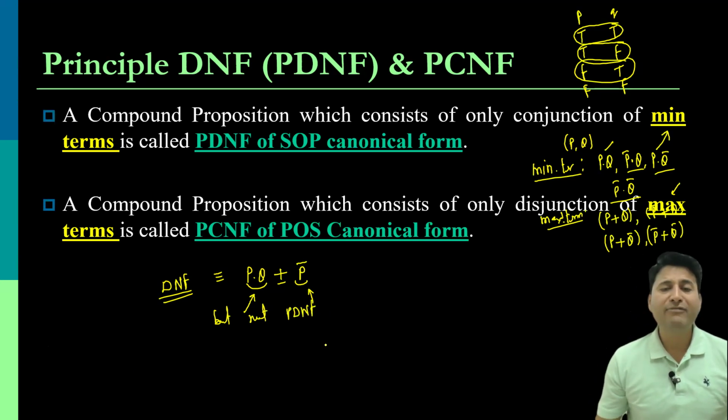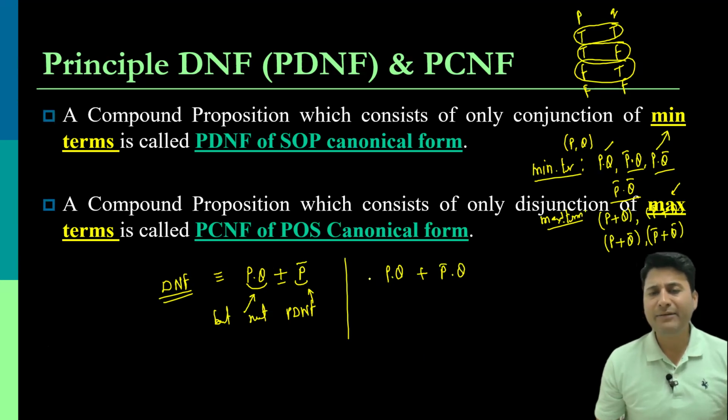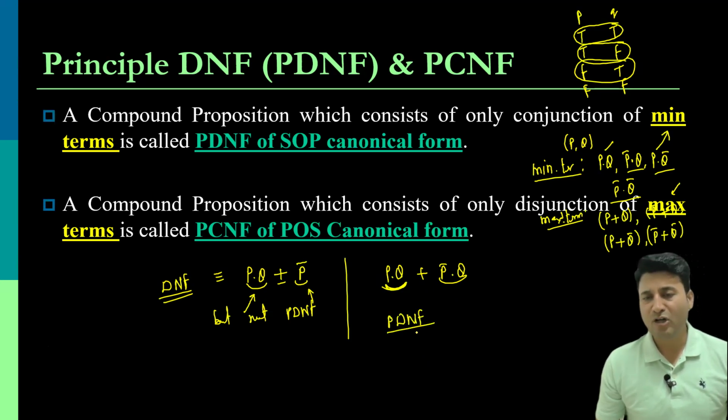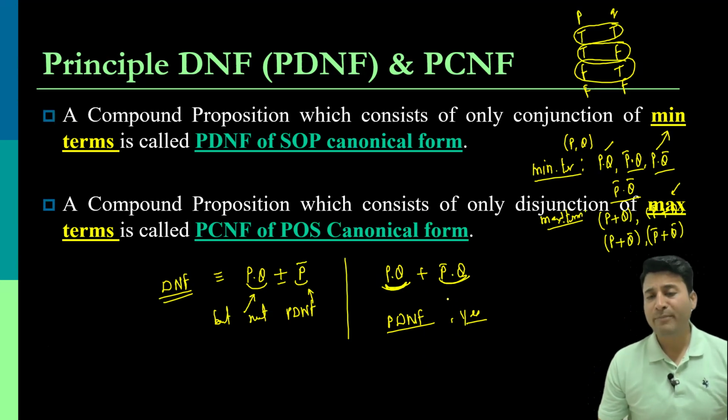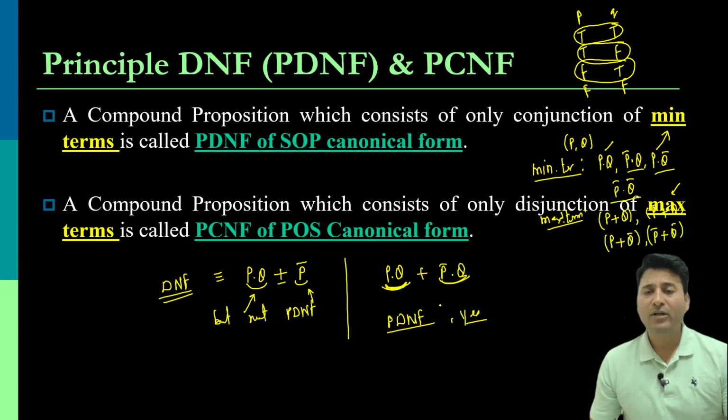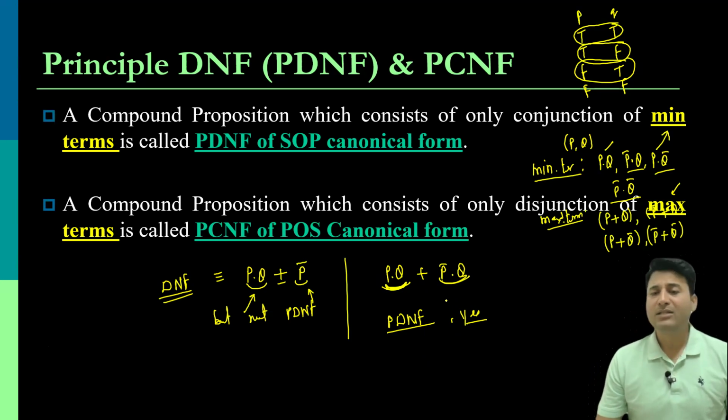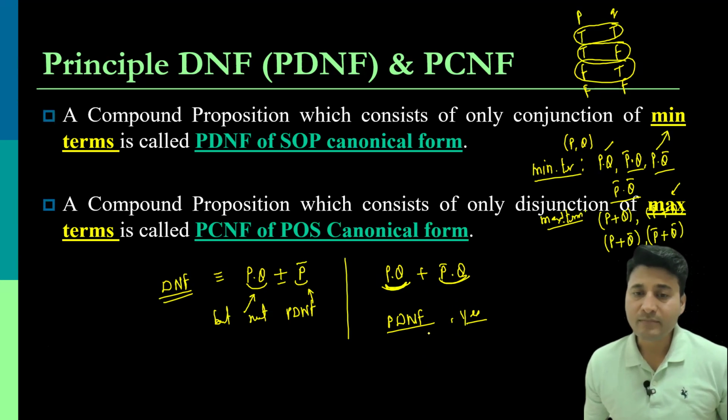Understood? Now if I take one more, so PQ plus P complement Q. Is it DNF? Yes, it is DNF. Sum of product. Is it PDNF? Can I say it is principal disjunctive normal form? So the answer is yes, because both the terms have both the variables either in the original or in its complemented form.